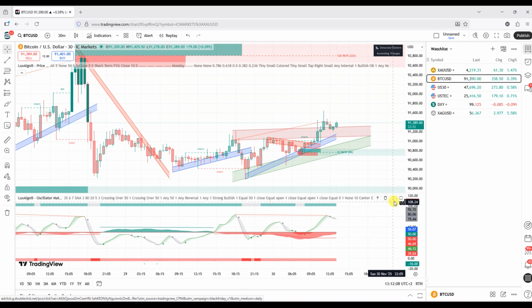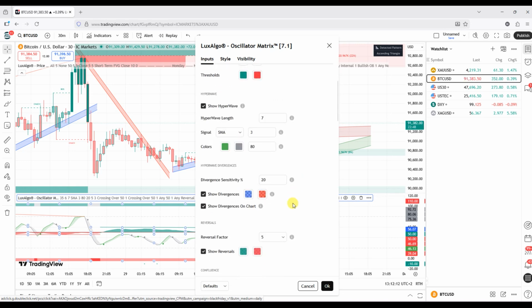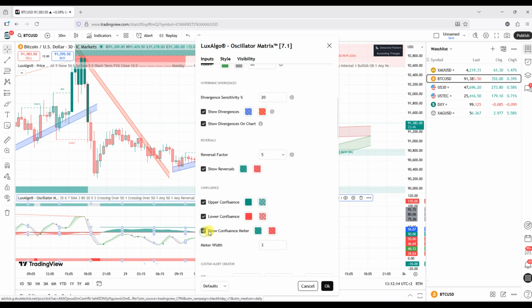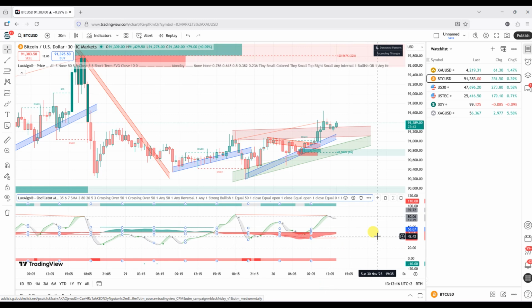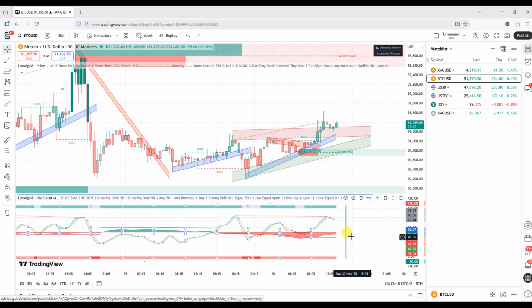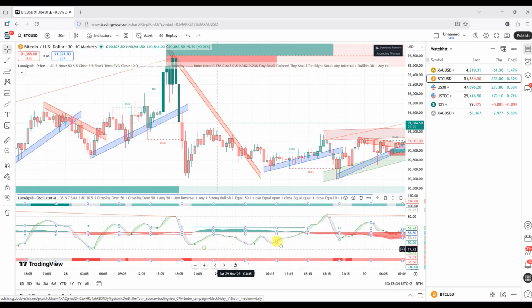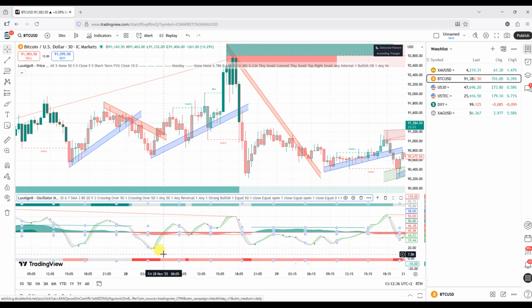And then last but not least, I would wait for the confluence meter to start going green. Here you go, it starts going green, but I would wait for the buying volume to come in dark green. I would wait for the money flow index to go green as well. It is still red, and I would wait for the selling volume as well to get grayed out. How to get grayed out? Like this over here.